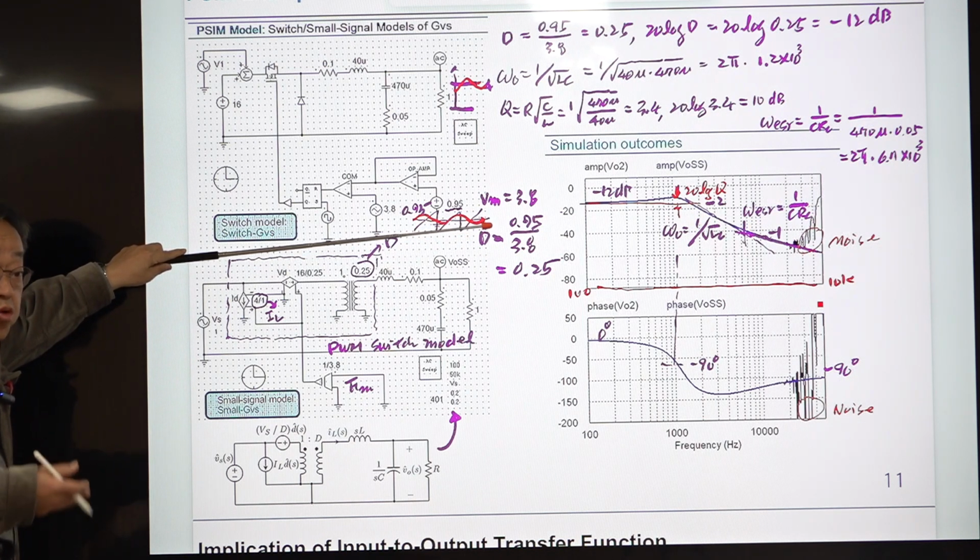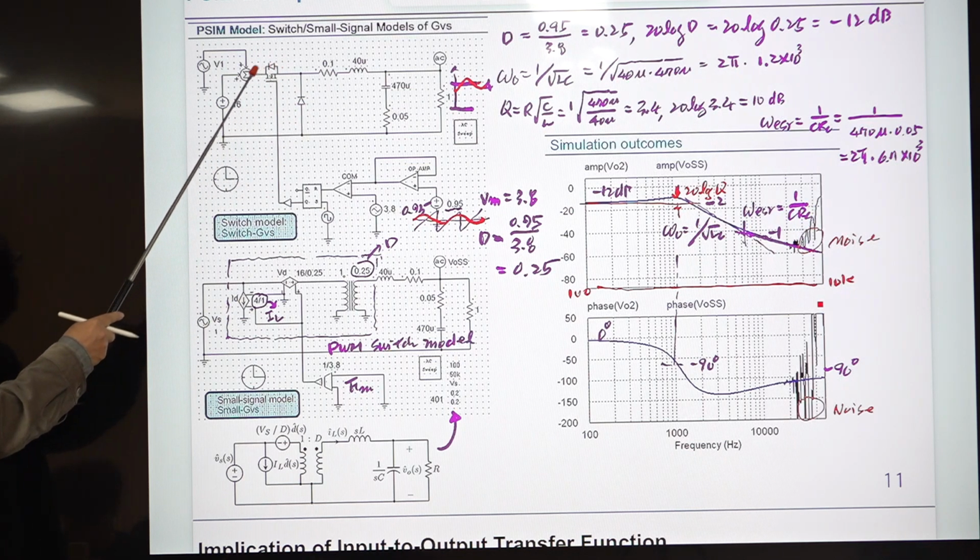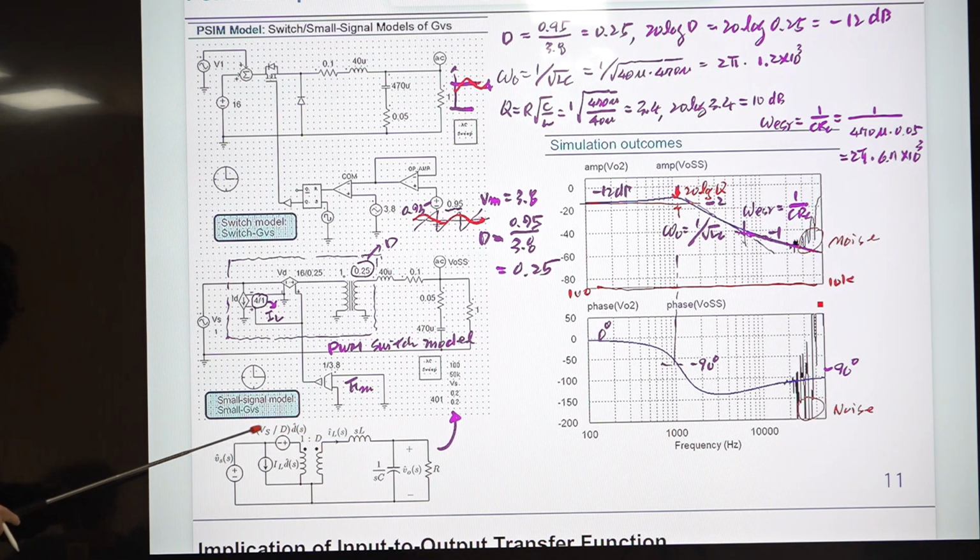You don't need any knowledge about the modeling and the small signal model of something, but this is the small signal model, okay, of this buck converter power stage, where this PWM switch is replaced with the PWM switch model. So from this, you can analyze this circuit, and for example, the control to output transfer function, input to output transfer function, GVS, is given by D. This is GVS, right? This is the D, okay? So the low frequency value is D, right?